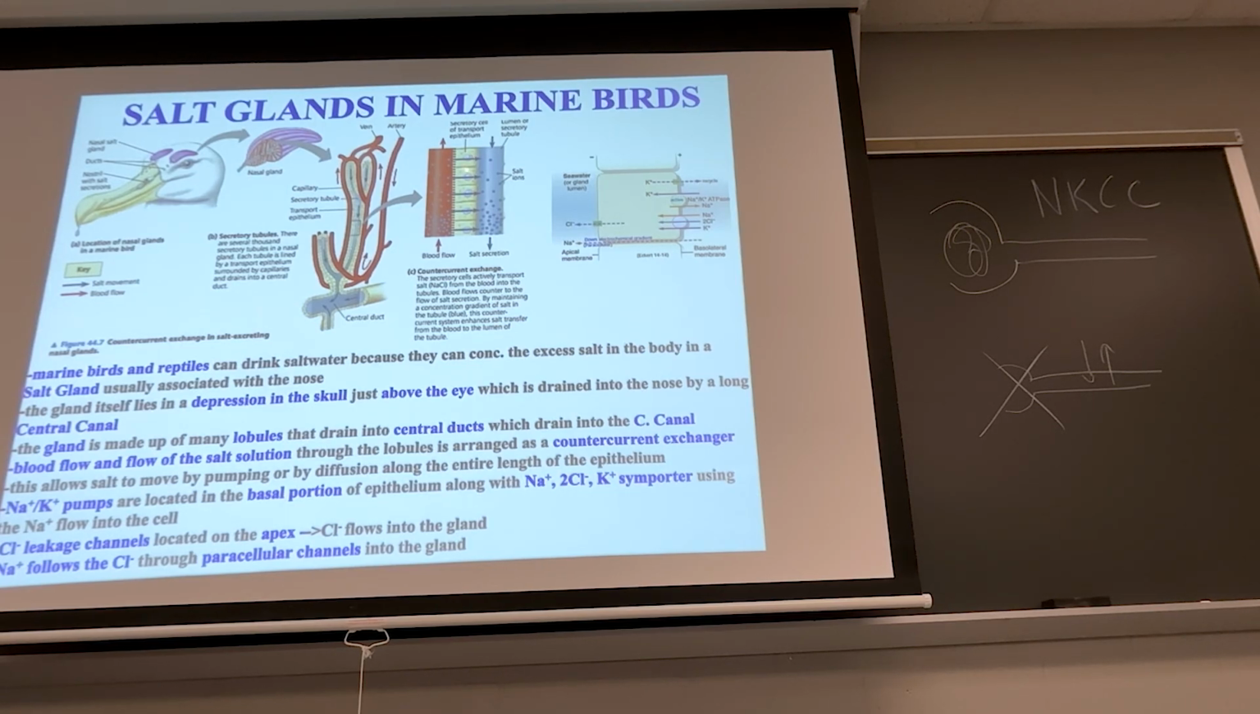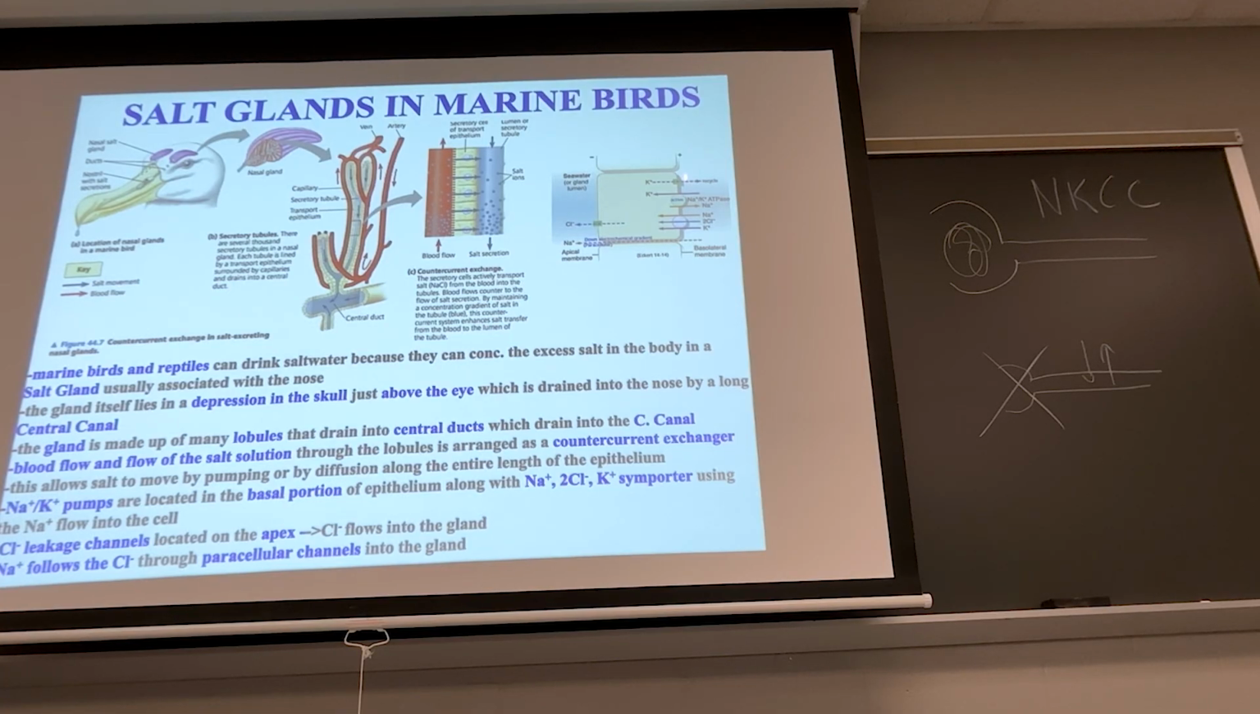Now, when you look at this, there's an epithelium between the blood and the lumen of the duct here, right? And that epithelium is going to be organized just like what we talked about with the saltwater fish. So here it is, I blew it up. Instead of saltwater, this is the gland duct right here, and this is the blood on this side. So notice we have lots of sodium potassium pumps, our NKCC transporter, our chloride leakage channel, and then our sodium paracellular channel, right? It's the same exact setup.